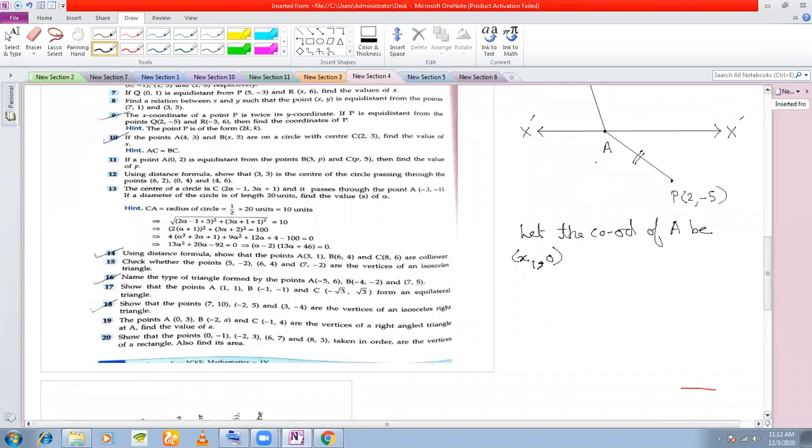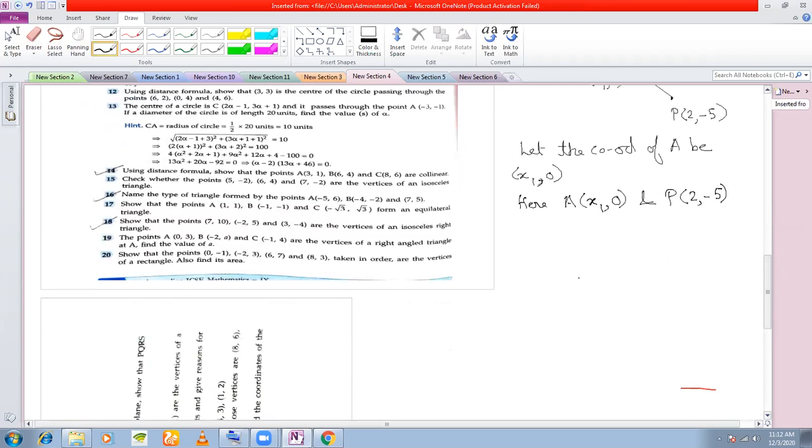Why have I taken this? Because I know A is a point on the x-axis, therefore the y coordinate has to be 0. So let us first find out the distance AP. Let us write down the coordinates first, so that there is no confusion. Here A has coordinates x1 comma 0 and P has coordinates 2 comma minus 5. Let us calculate the distance.